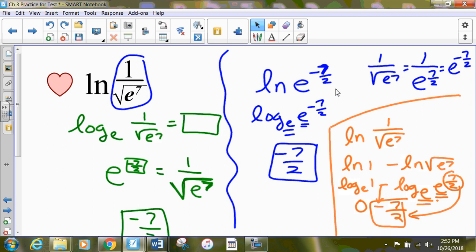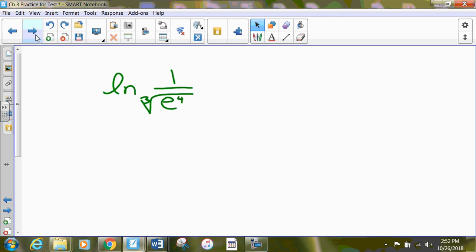So let's go ahead and see if you can write this down on your paper. Try it on your own, pause this, and then come on back and see if you have it right.